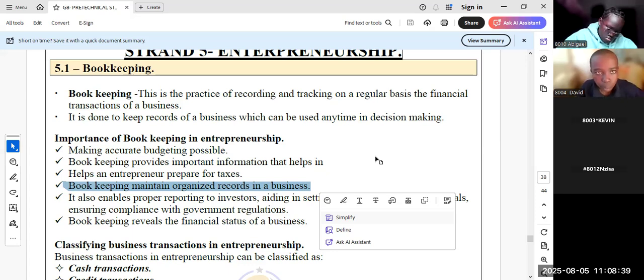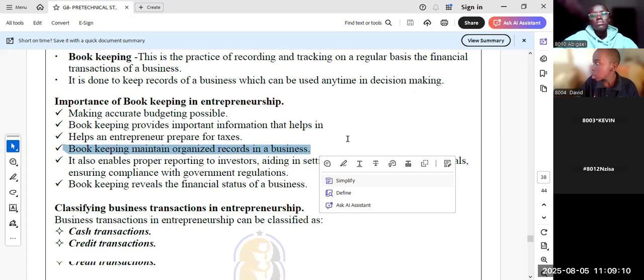Now, when I put them down on paper in a manner like a record, I will know if it is sugar, a quarter kg, how many pieces did I stock? How many have I sold? How many are remaining? If it is a half kg, how many have I sold? How many are remaining? How much more should I add? So the records are very much organized. And this is as a result of bookkeeping. Bookkeeping maintains organized records in a business.